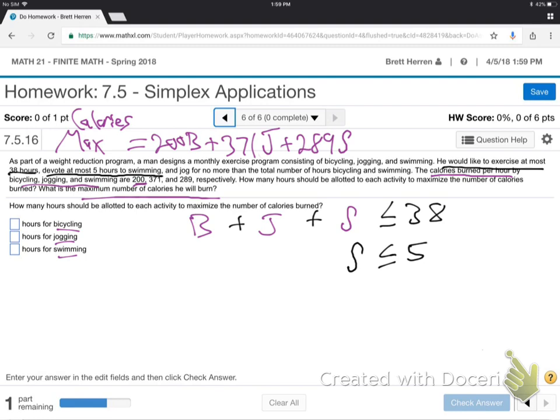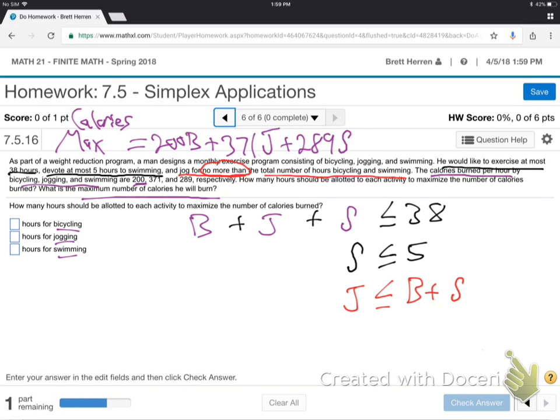Good. And now here comes the hardest one of all. Jog no more than. What does that mean? No more than. If you're not more, then you're less or equal. It's a fancy way to say less than or equal, isn't it? No more than what? Total bicycling and swimming. B plus S. It's weird, huh? But that's what they're saying, aren't they? You see how that's what they're saying?